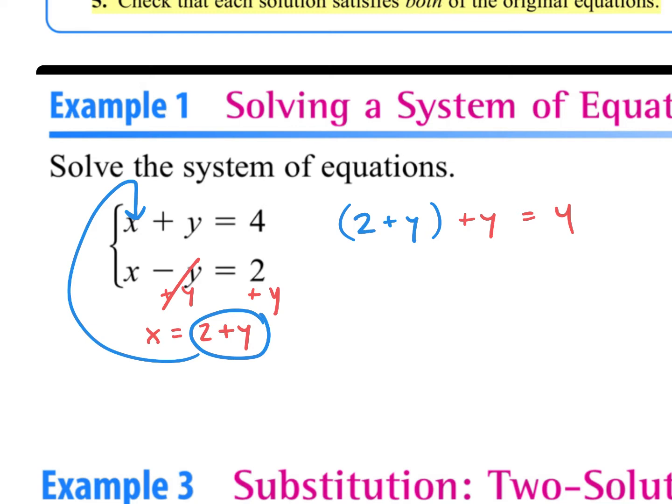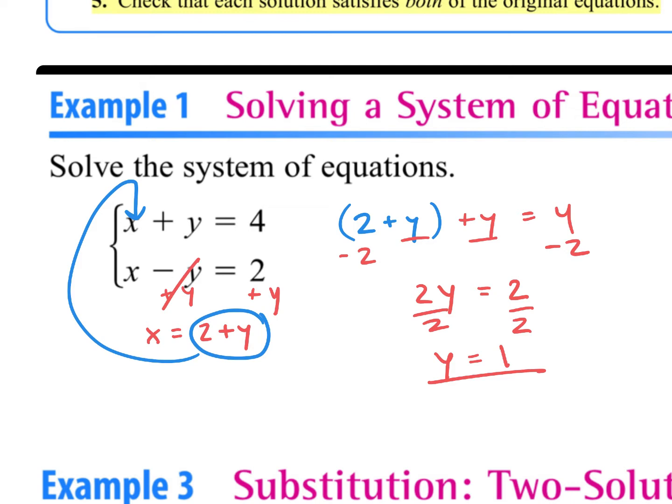What should I do next? I can subtract 2 on both sides, and I'll add the y's together. So this is 2y is equal to 2. Then divide both sides by 2. So I'm just solving for y. Y is equal to 1. So that's part of one of our solutions.